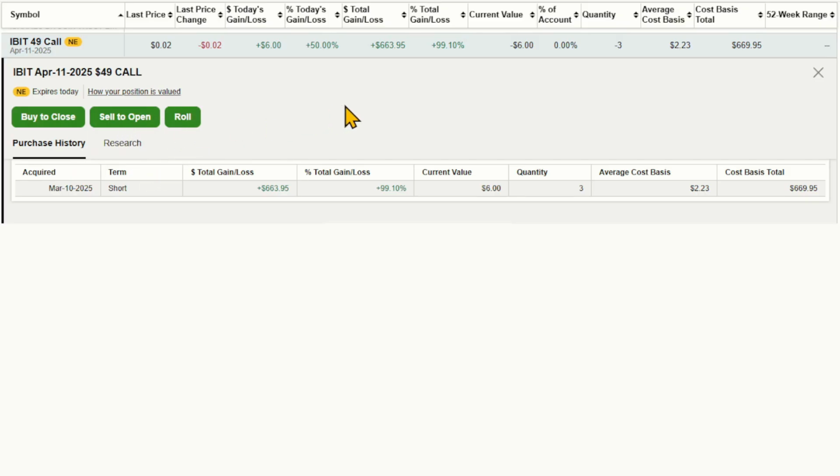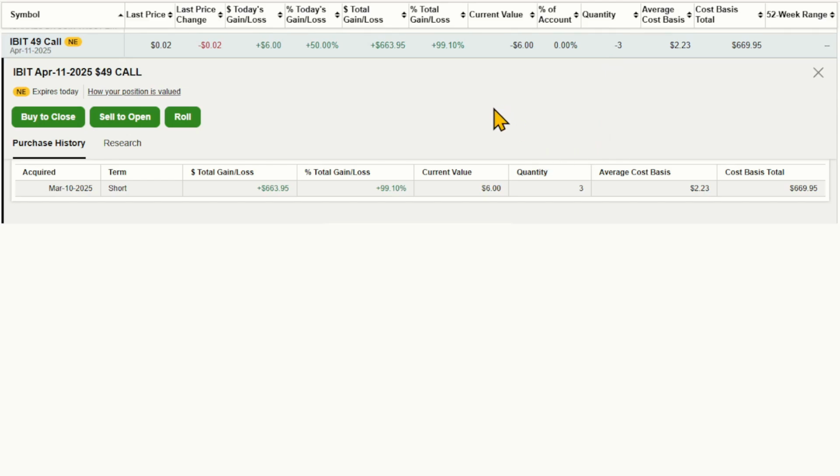So when I click this roll button, it's going to pull up this contract, these three, but it's going to be in the buy to close, okay? It's going to allow me to buy to close these and then open up a new contract, or essentially sell to open a new contract against these three with a new expiration and my new strike price.